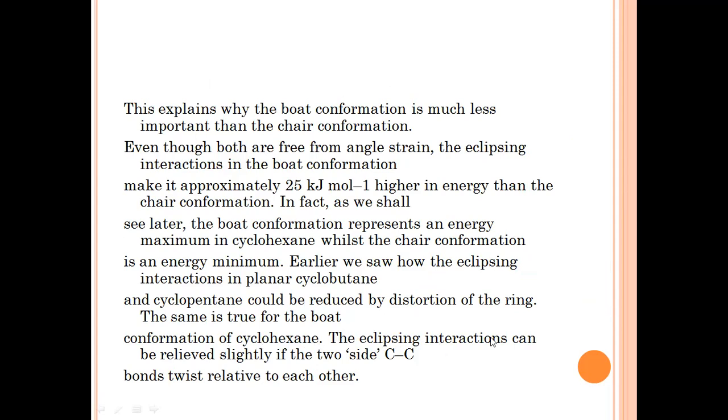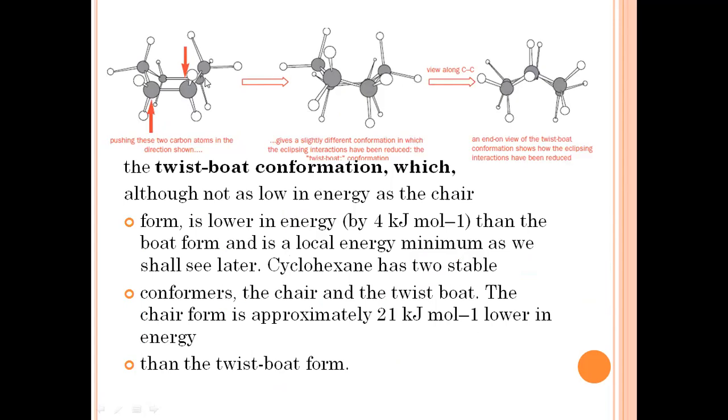The eclipsed interactions can be relieved slightly if the two sides, that is the carbon-carbon bond, twist relative to each other. So when there is a formation of the boat conformation, the carbon-carbon bonds which are at the equatorial will twist and change their conformation. This carbon atom will rotate to the upper side and this carbon atom will rotate downward. So there will be a twisting of the boat. That's why the flagpole interaction between these two hydrogen atoms will be reduced, as they repel and change the conformation of the molecule.